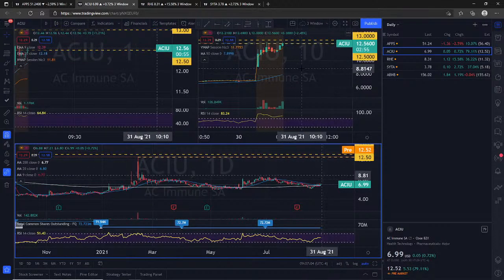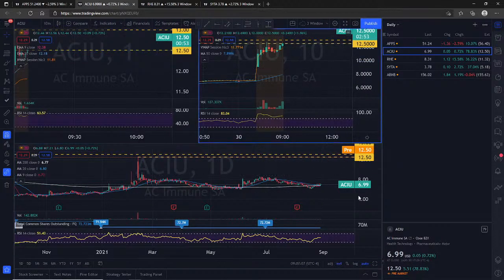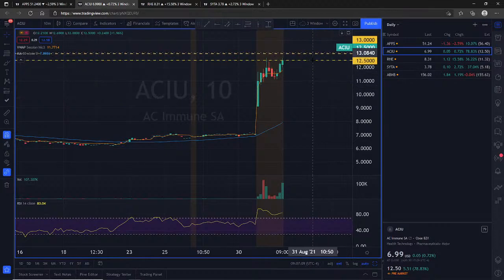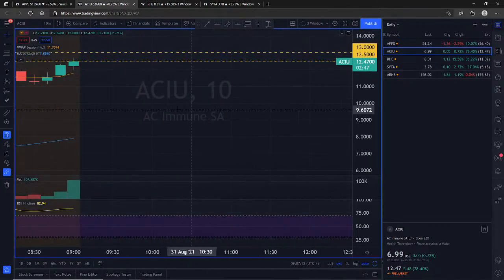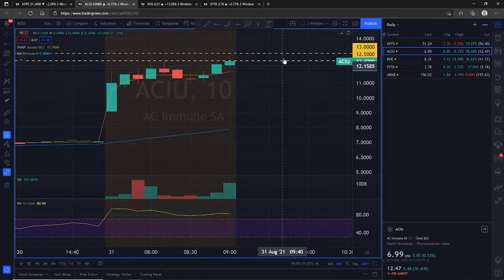Okay, and you can see here actually right now, I've got these two lines here on ACIU, and these are resistance lines. You can see here pre-market, it's hit 12.50 once, and right now it's trying to kind of poke back into this $12.50 and $13 range. Let me show you where I got these.